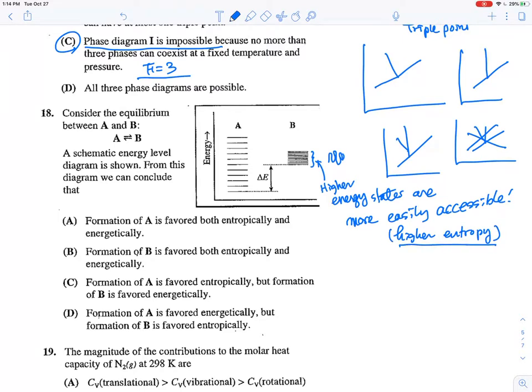So this is my understanding. Whereas energy-wise, they certainly prefer this, but entropy-wise, they want this kind of multiple states, it's not degeneracy, but they can hop back and forth, so they can be more favorable entropically. So B is favored entropically, A is favored energetically.